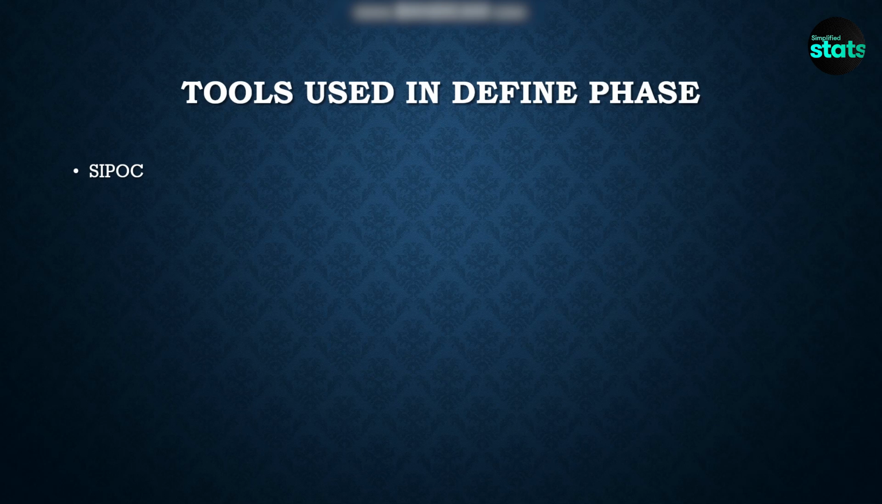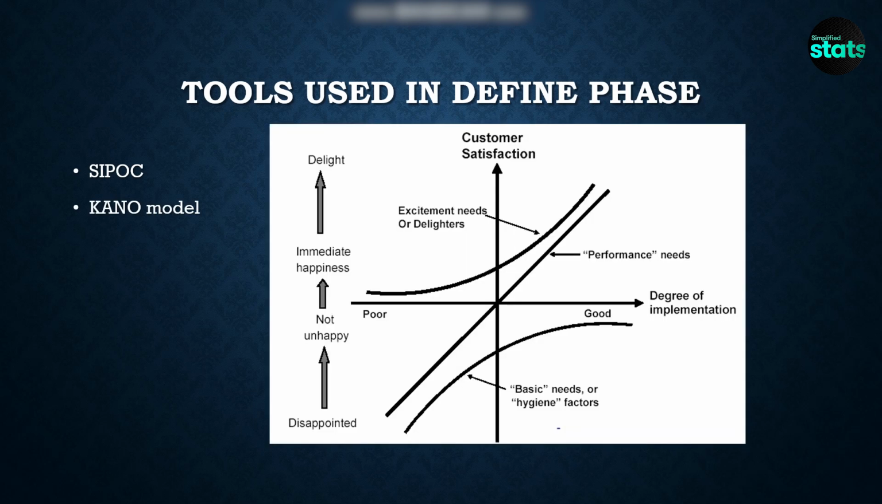Now, the tools used in define phase are SIPOC and Kano model. The Kano model actually lets you know which aspect or which need of the customer are you actually satisfying. If the key performance indicator that you're working on, which you are applying the Six Sigma project, lies in performance needs and excitement needs, that is what we are actually looking for.